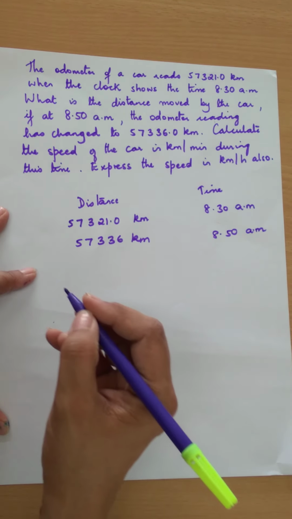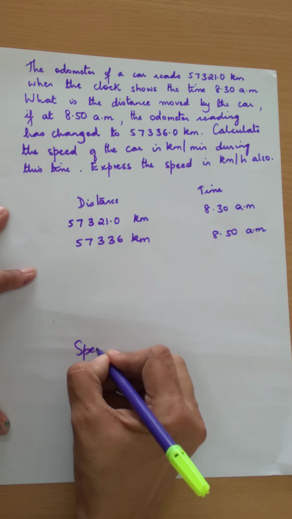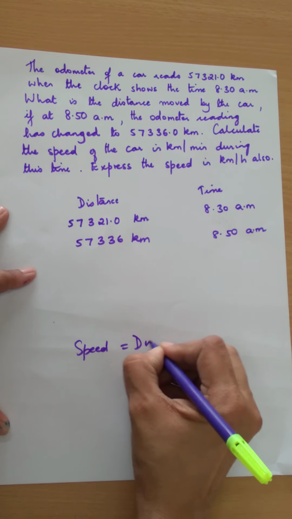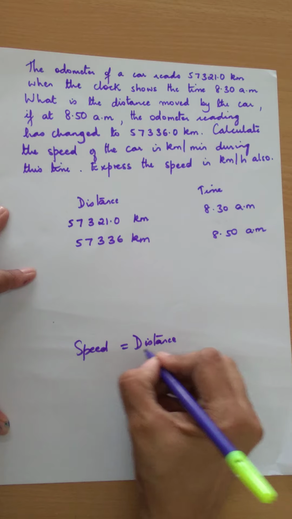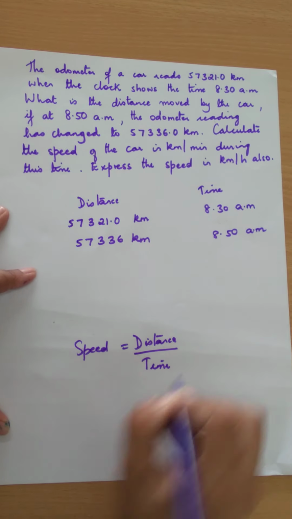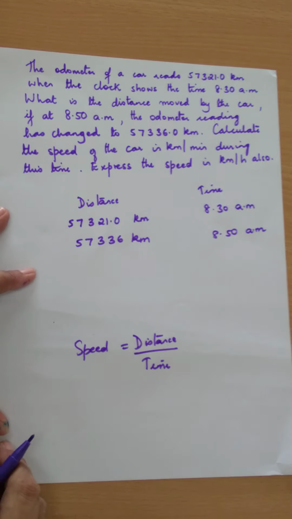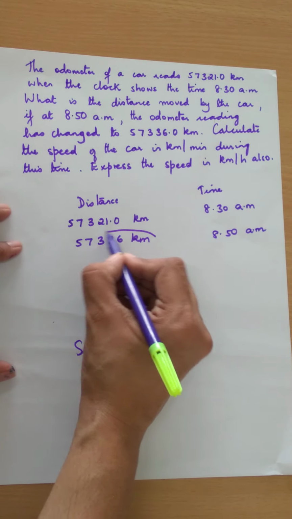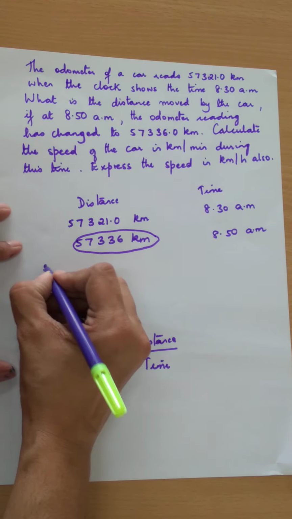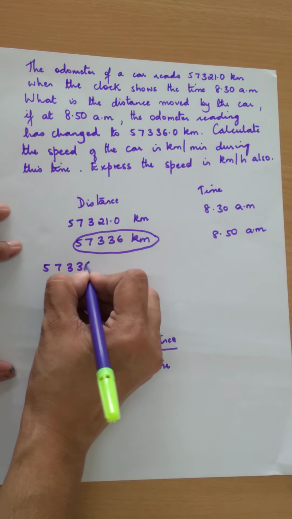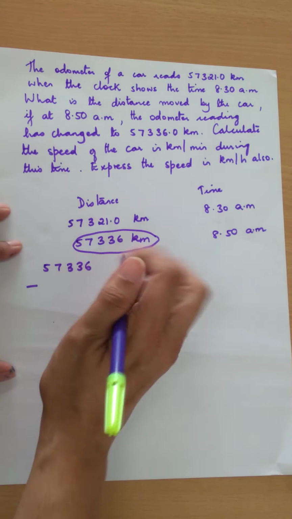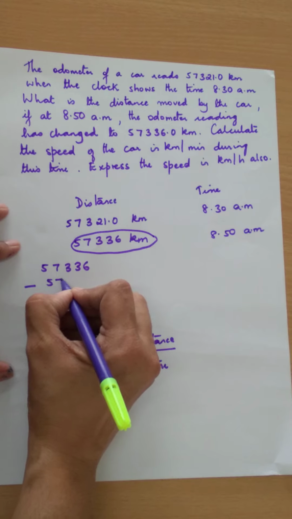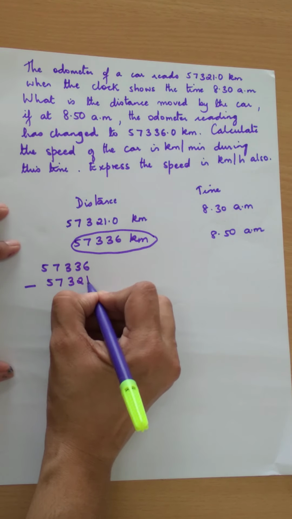To find speed, you have to use the formula: speed is distance divided by time. First, let us see what the distance is. The distance covered by the car will be the final reading of the odometer, that's 57,336, minus the initial reading on the odometer, 57,321.